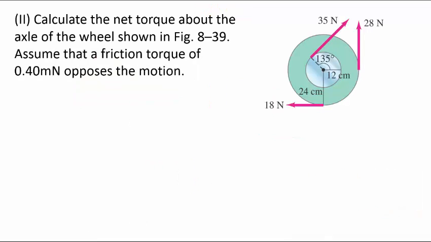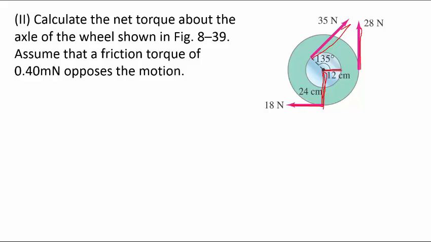First problem here. Calculate the net torque about the axle of the wheel shown in this figure. Assume that a friction torque of 0.4 Newton meters opposes the motion. Torque problems come in two flavors. They're either circular, like you're seeing now, where the radius of the circle is the moment arm. So in this case, your 12 centimeters here would be the moment arm of this torque. The 24 centimeters would be the moment arm of this torque and also this torque.